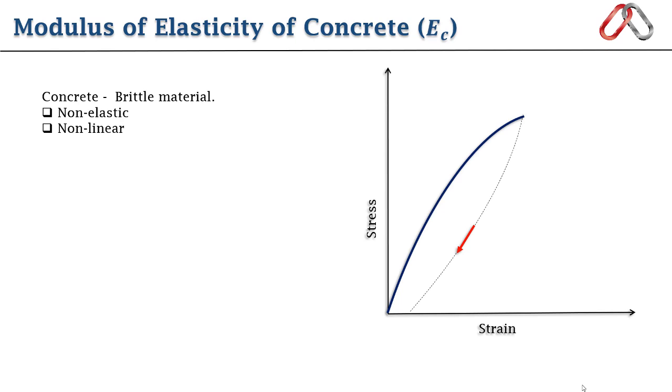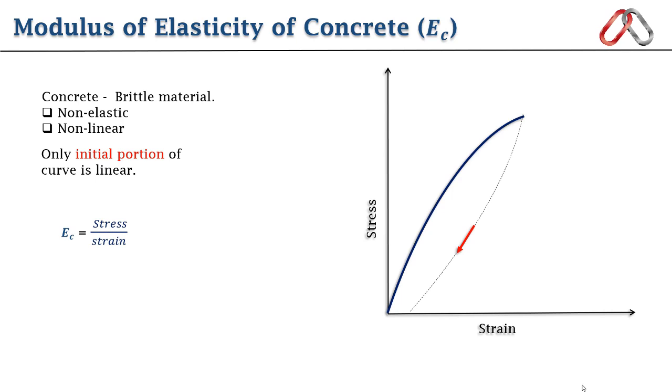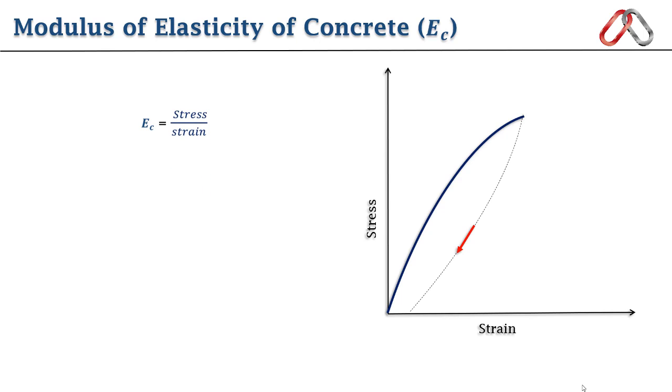But if you see carefully, only the initial portion shows some linearity. In this portion, we can consider the modulus of elasticity of concrete, and we know that up to the proportionality limit, the stress is directly proportional to strain according to Hooke's law.